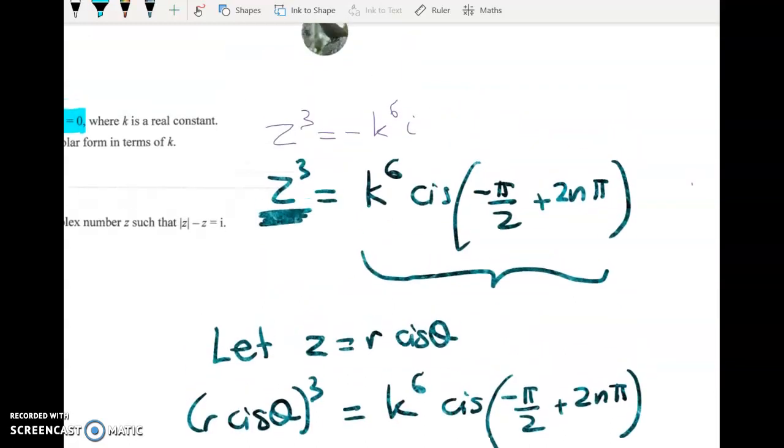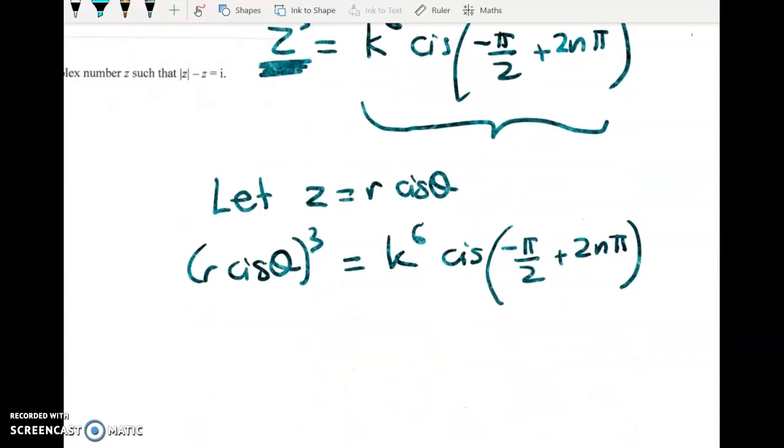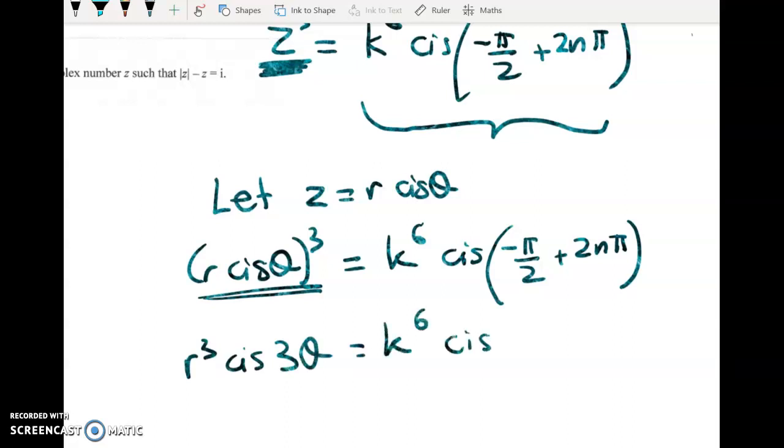So some of you might be going, what happened to the negative sign in here? I've dealt with it by saying that I'm down here, so my angle is a negative pi on 2. Right? Using de Moivre's theorem, we can do some work on this side, and we get r cubed cis 3 theta is equal to k to the 6th times cis of negative pi on 2 plus 2n pi.